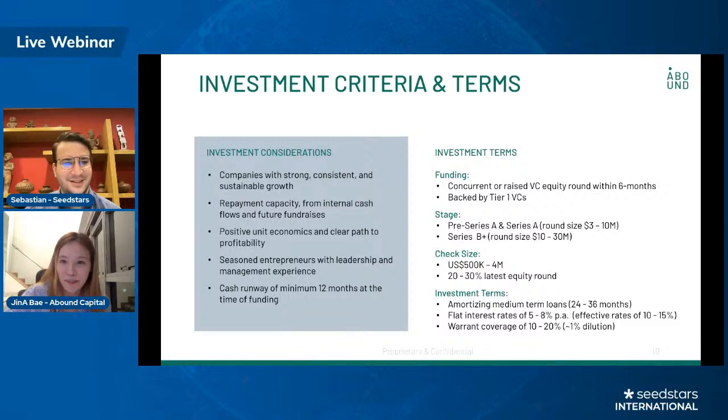I think that's the basics of our investments. I'd be happy to take any questions or wait for the Q&A session as well.